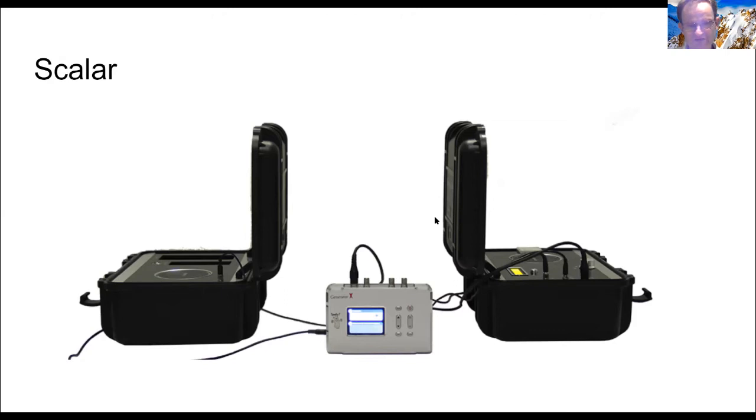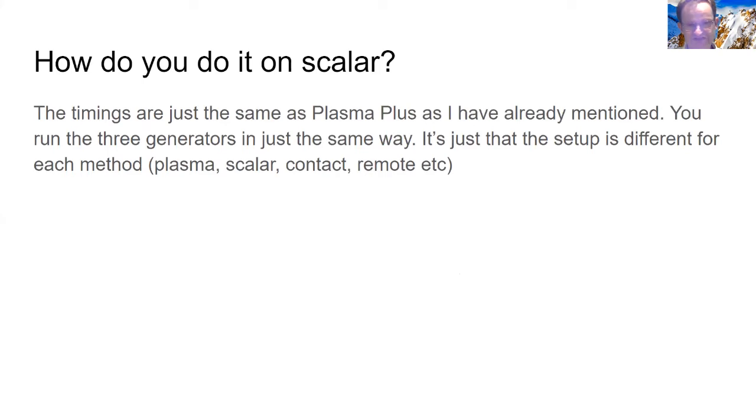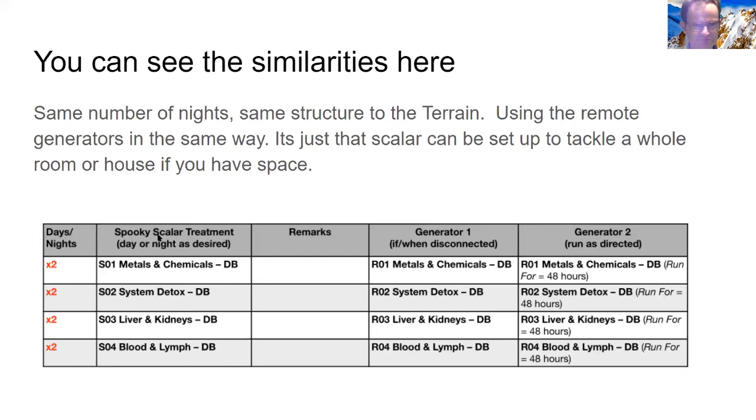Right, now we're going to have a look at running the same protocol with Scalar. The methods are just the same as far as timings are concerned. You run 3 generators in the same way because you're just using Scalar on your generator X. But you've also got 2 other generators, so you need more equipment to run it on Scalar, really. You need an extra XM generator.